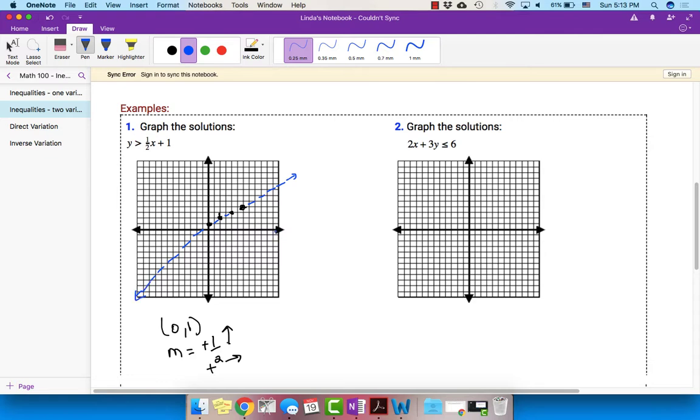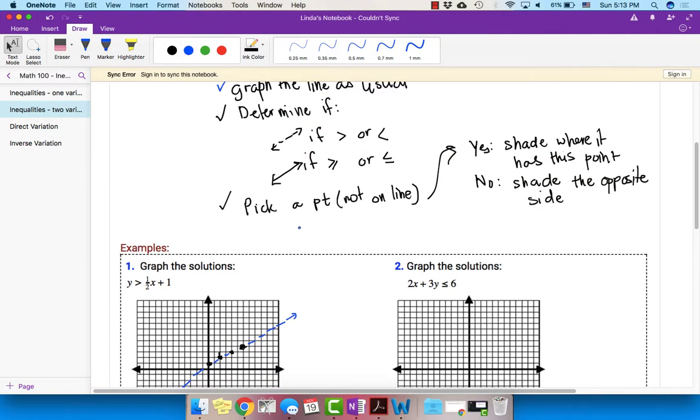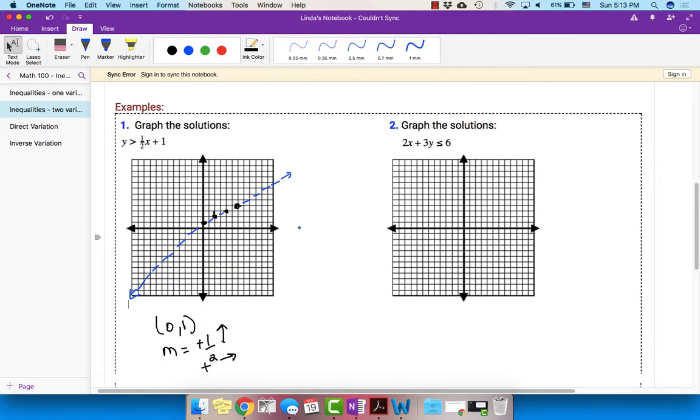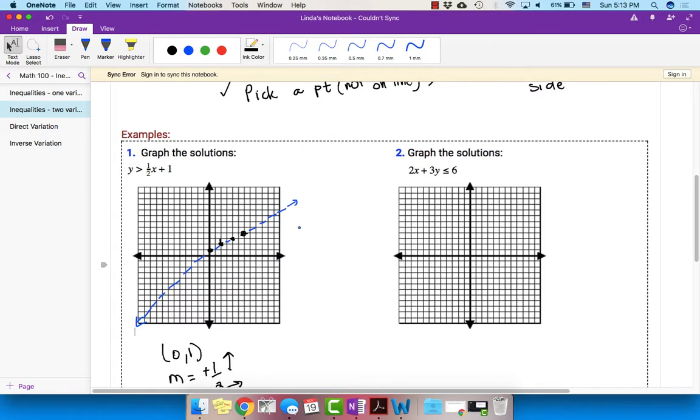And then the third thing I have to do is to pick a point that is not on the line. My best favorite point to pick, if it's not part of the line, is the 0, 0 right here, because that's the easiest for me to verify the inequality. So if I choose 0, 0, then I plug into the inequality. This is x and this is y.